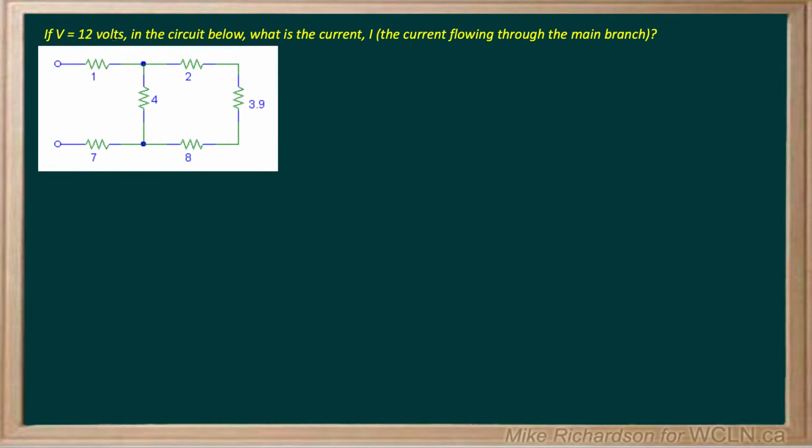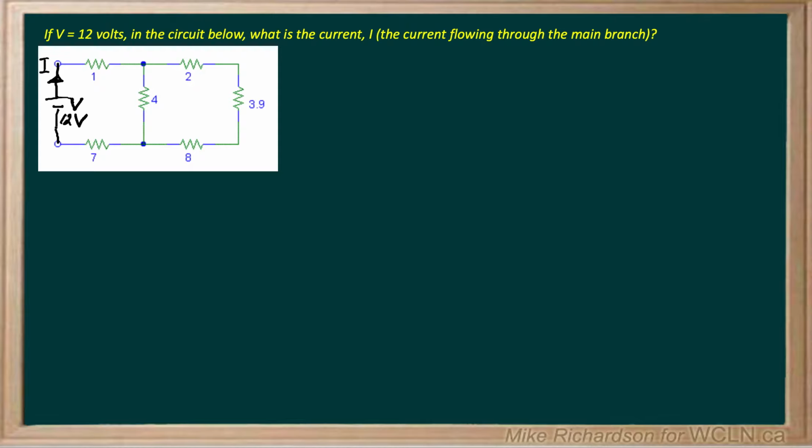If V equals 12 volts, shown in the circuit below, what will be the current flowing through the main branch? In other words, what's the total current if we have a voltage of 12? So we can put our battery, which we're trying to find the voltage of, right there at the beginning. And this is what we're trying to figure out for its current draw. So the voltage is 12 volts. I want to know how much current is coming straight out of the battery.